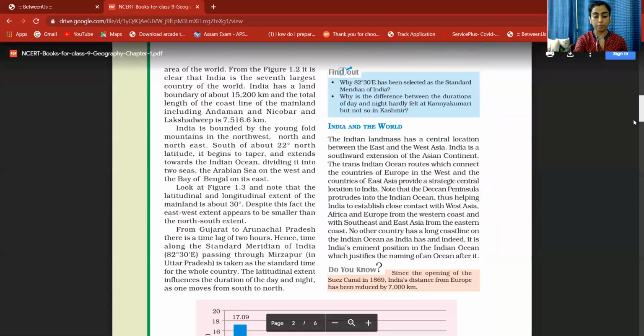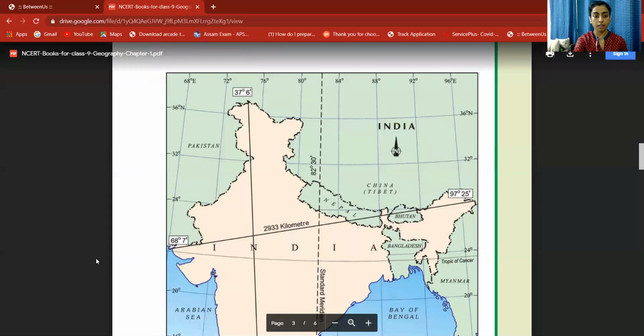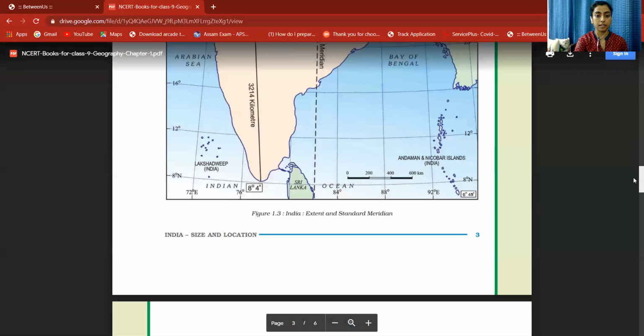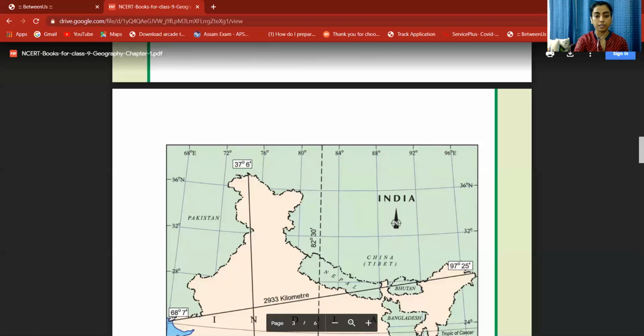So let's see in the map. There is a map given in your book. Can you see this? This is the extent of India. This is 68 degree 7 minute, 97 degree 25 minute. You can see this. Then 8 degree 4 minute. So this is the latitudinal and longitudinal extent of India.